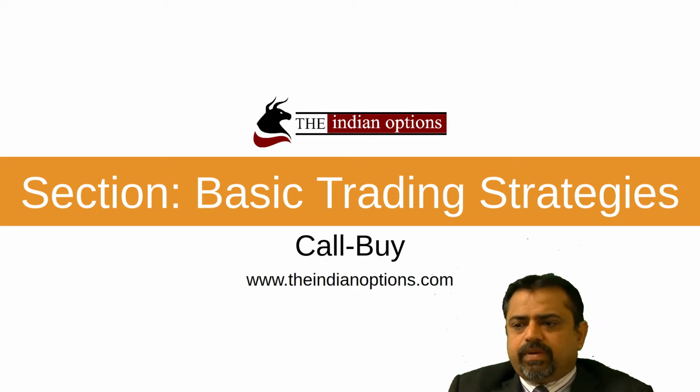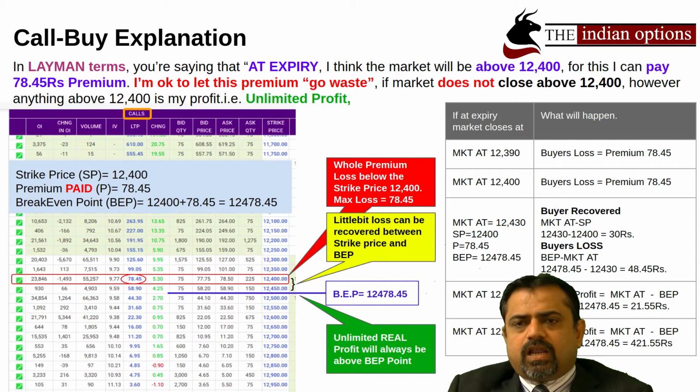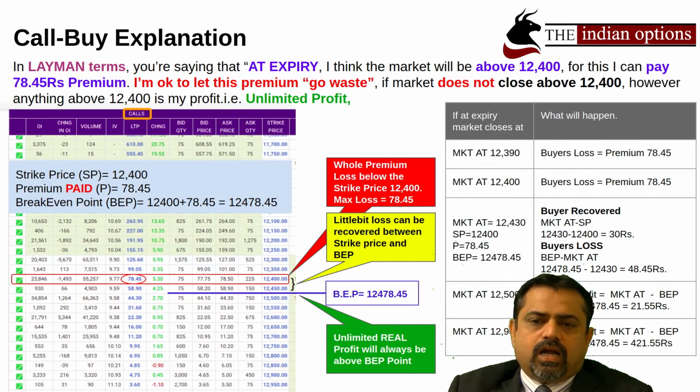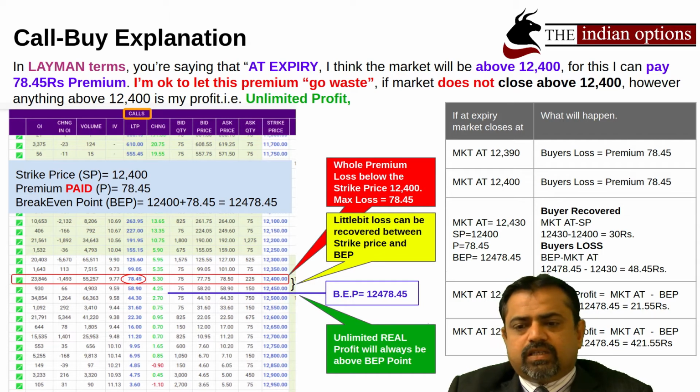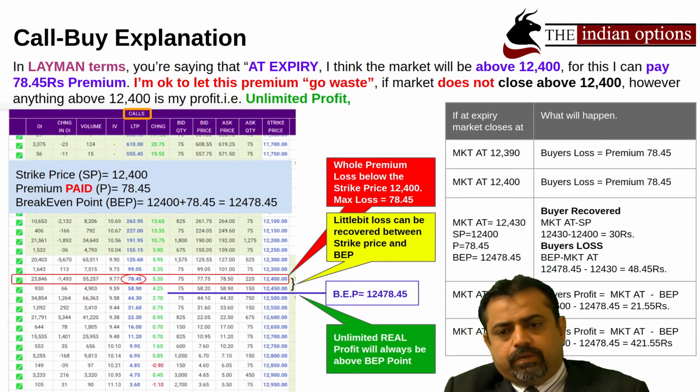Now this slide is really a very busy slide, as you can see, but I really want you to spend a lot of time just looking at it first. Okay. Now first we are going to explain what this call buy strategy is, and also on the screen you will see that we have the option chain of the call side. For this example, we have taken the strike price of 12,400, and the premium is 78 rupees and 45 paise for this strike price as of today. Okay, whenever I am making this video.